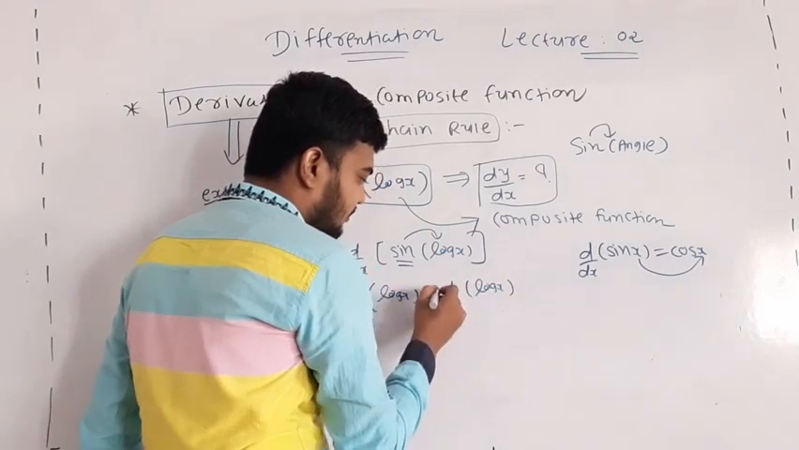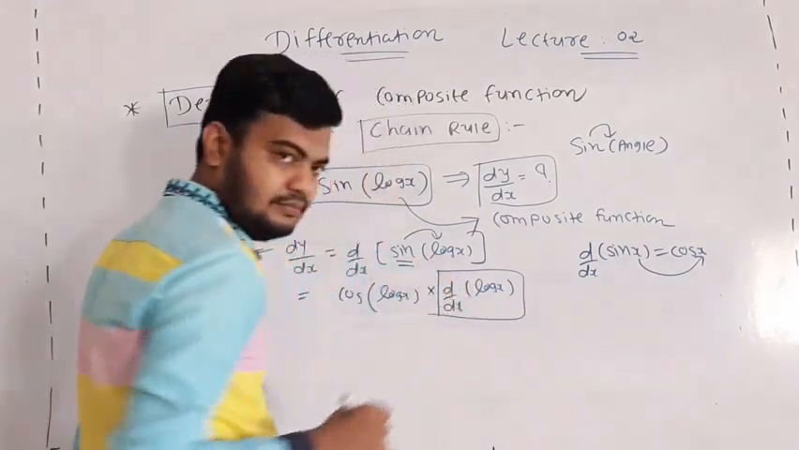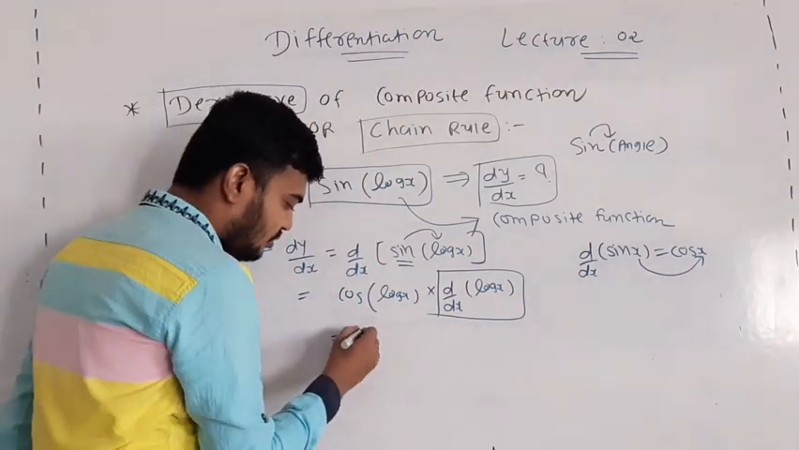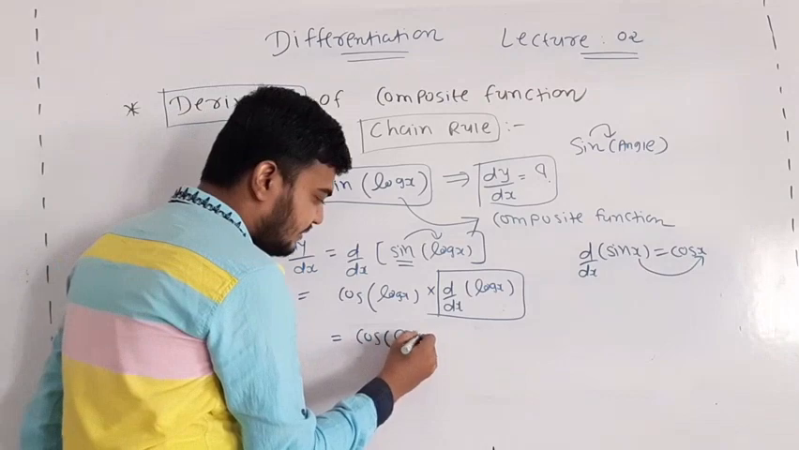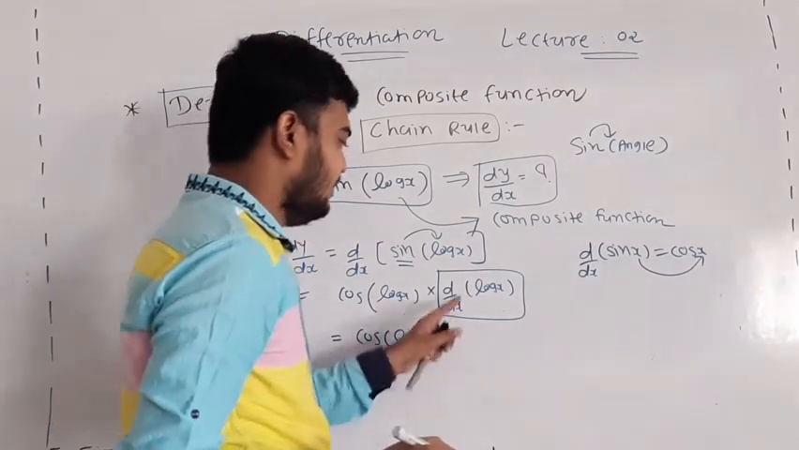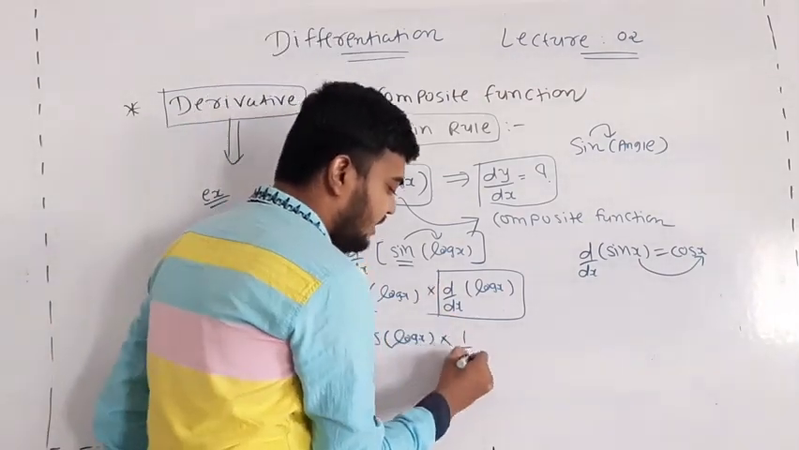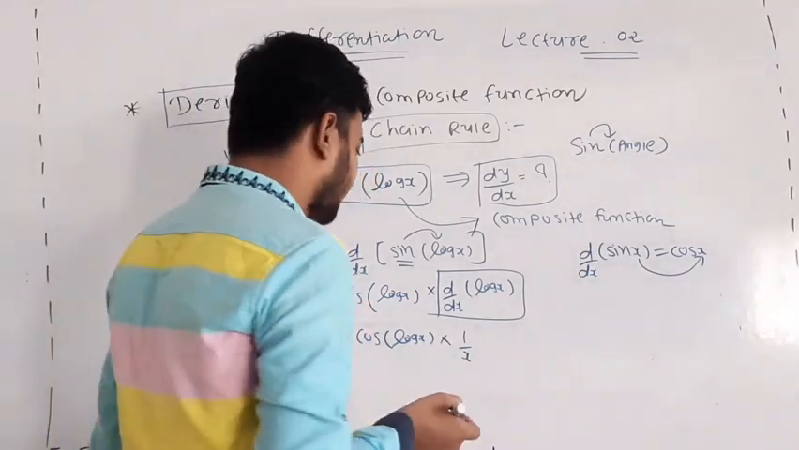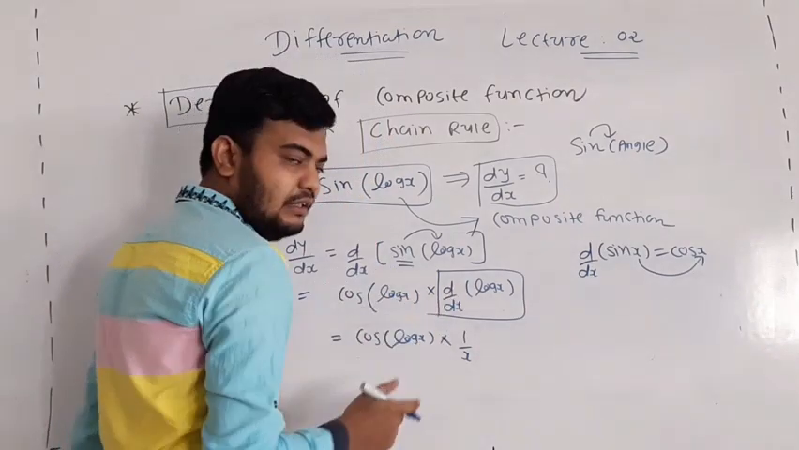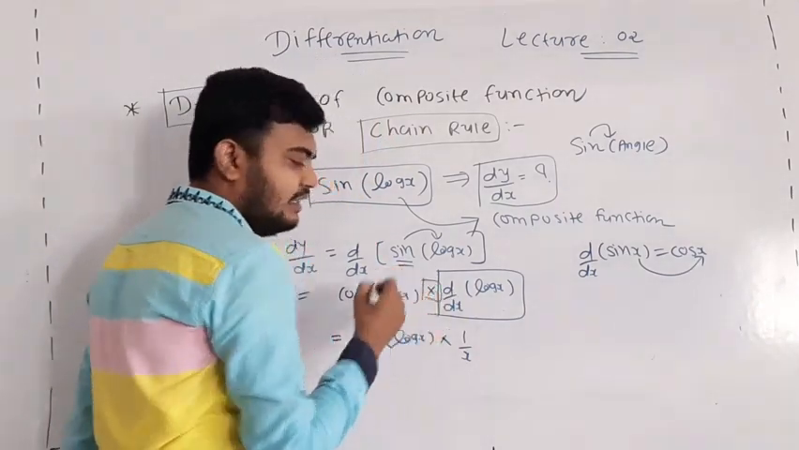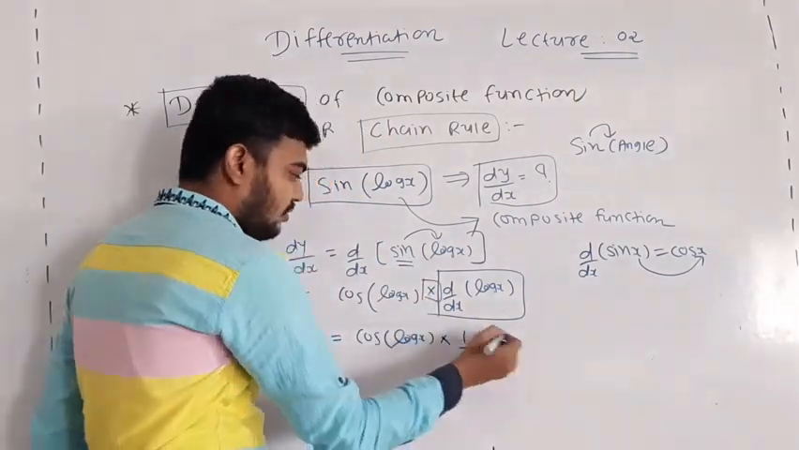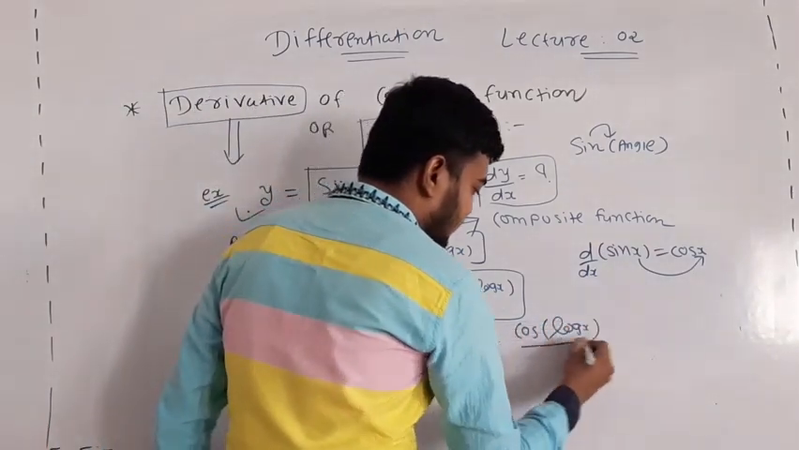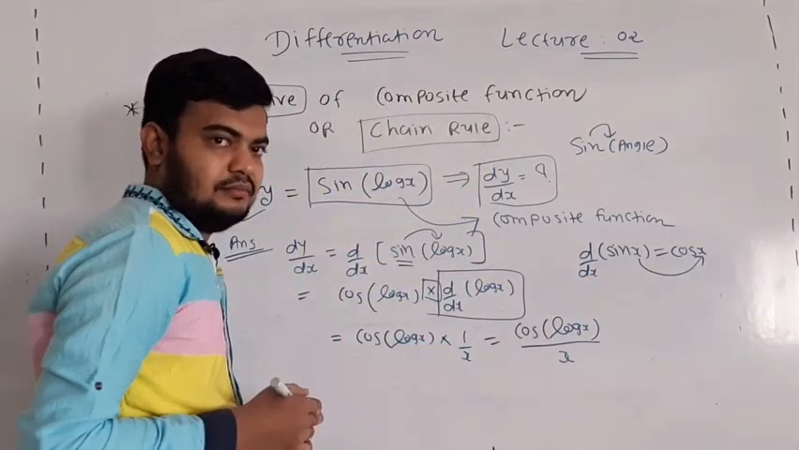Okay, it is the derivative of the second outermost function. So cos of log x cross, and we know that d by dx of log x is 1 by x. It is the basic formula of derivative. And remember one thing, that all the derivatives are in multiplication. Okay, so the final answer is cos of log x divided by x.